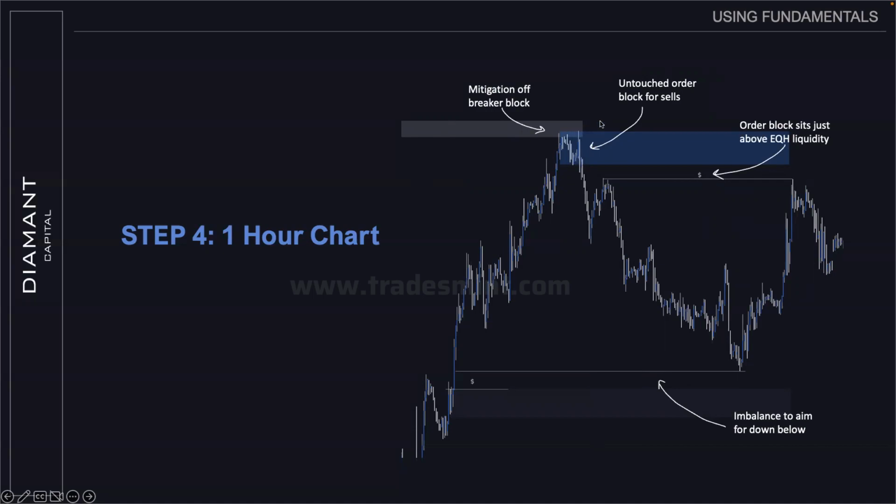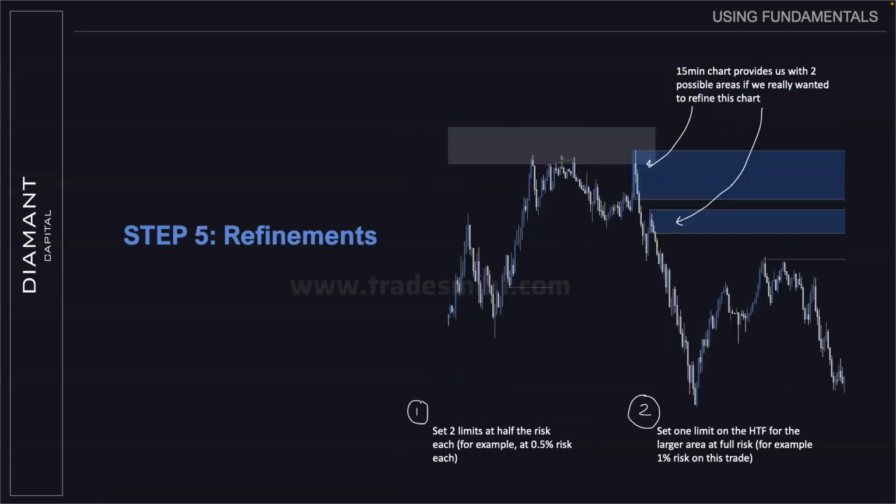So apart from that, that's pretty much the weekly analysis that we looked at. Then step 5, if you wanted to, again, you could refine the area a bit further. This is on the 15-minute chart. You can see two areas, or two order blocks, that do look quite nice. If you were going to enter on this straight away, you could set either 2 limits, 0.5% risk on each one, or you can just wait for 1 limit on the high time frame and then you just enter kind of from both points of interest on the lower time frame.